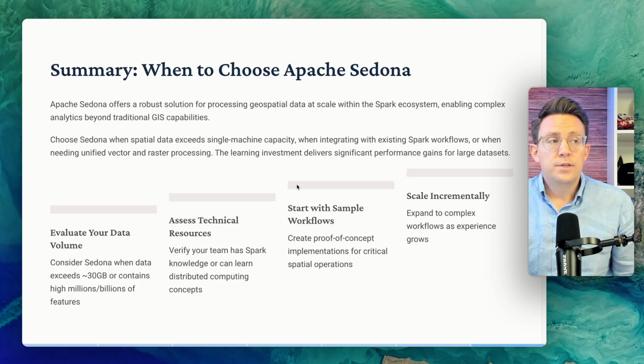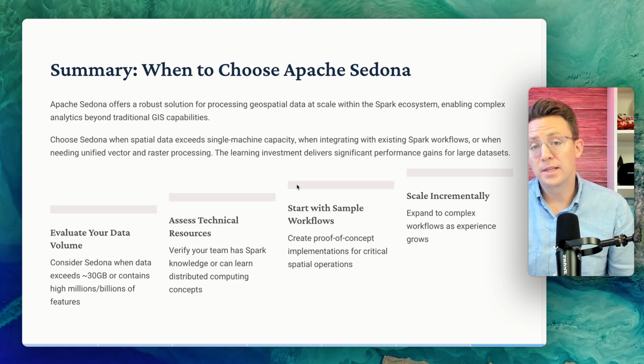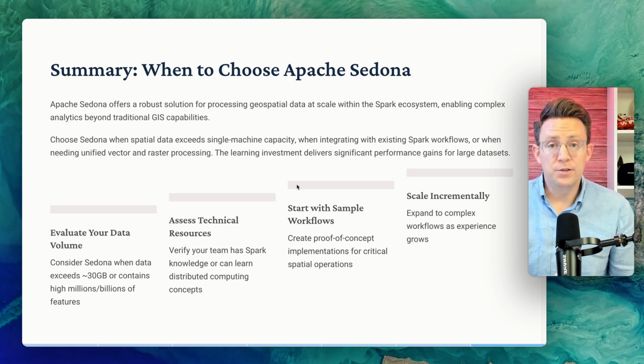In summary, when would you choose Apache Sedona? Well, first you want to evaluate your data. If your data is increasing in volume, and there's no hard limit in terms of the number of gigabytes, but I generally say 30 to 50 gigabytes, somewhere in there, then there's a good time to consider using Apache Sedona for processing that data. On the flip side, that could also be in the high millions or billions of features, when you have data at that scale that you need to work with and process.